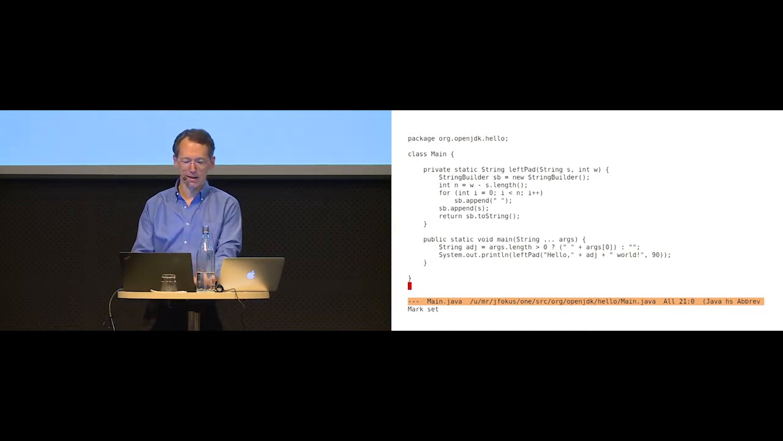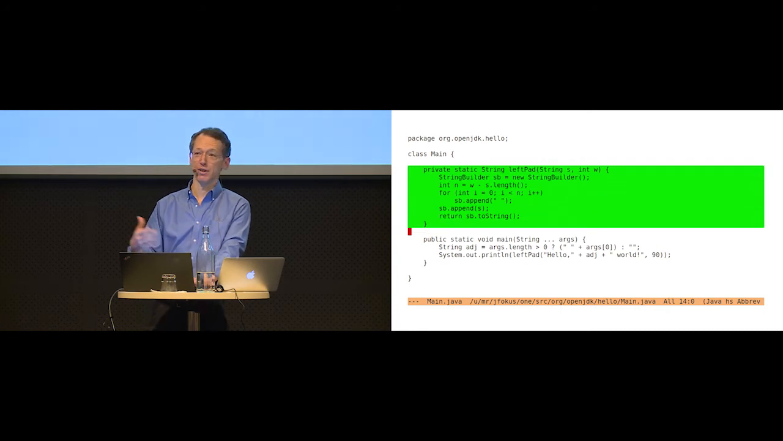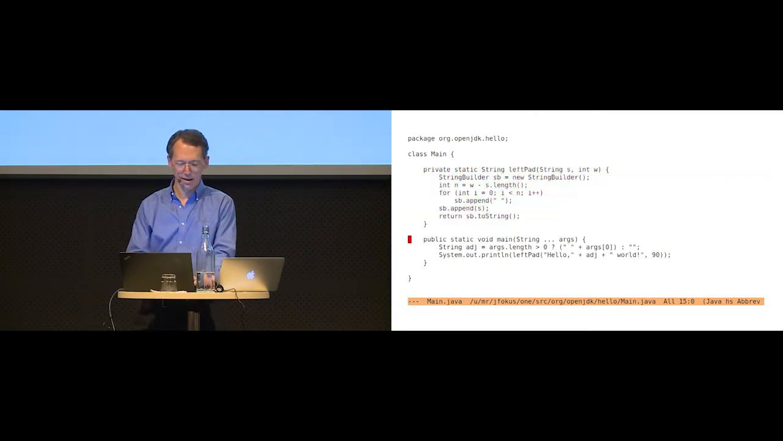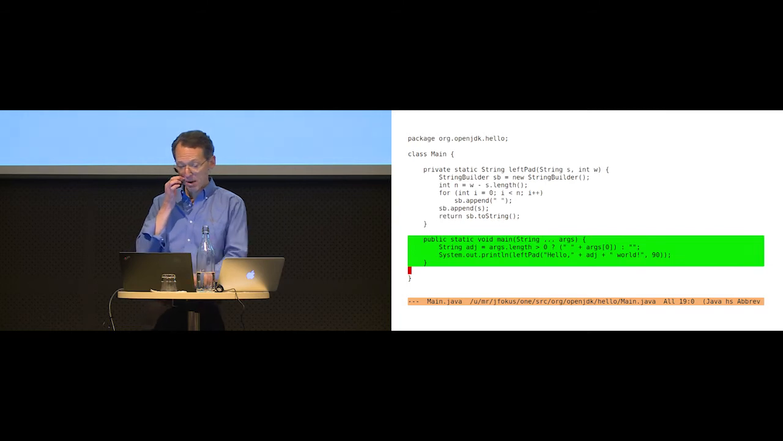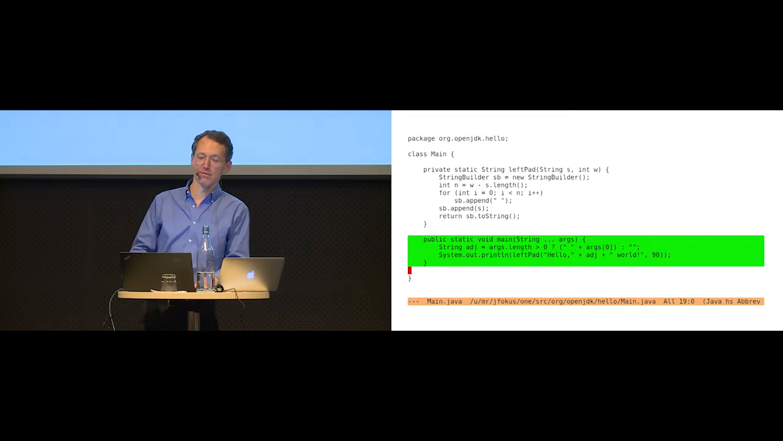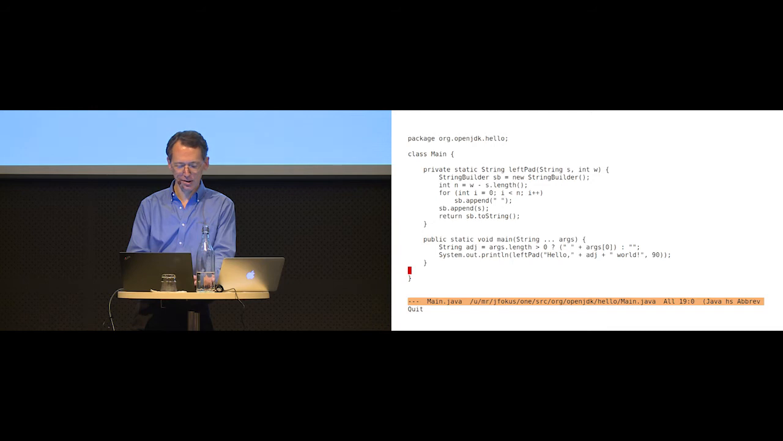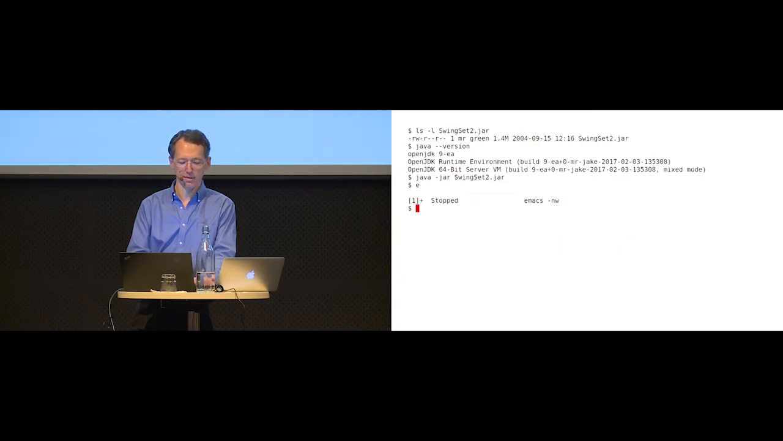So I've got a package, org.openjdk.hello, main class. Got this little static method here, does left pad. You give it a string and a number, and it will pad that string on the left so that it is that long. And then public static void main string args. It looks at its arguments. If there's an argument, it takes that as an adjective and prints hello adjective world. Fascinating, I know. All right, so let's do the normal thing and just package this up.